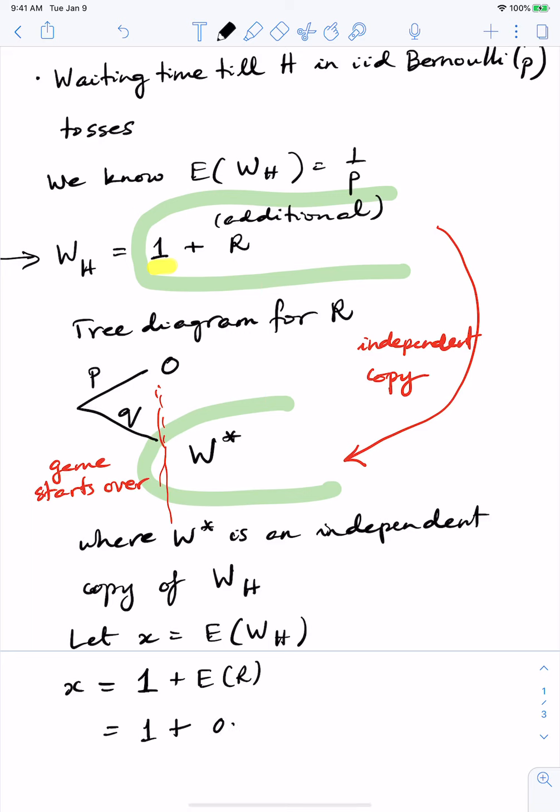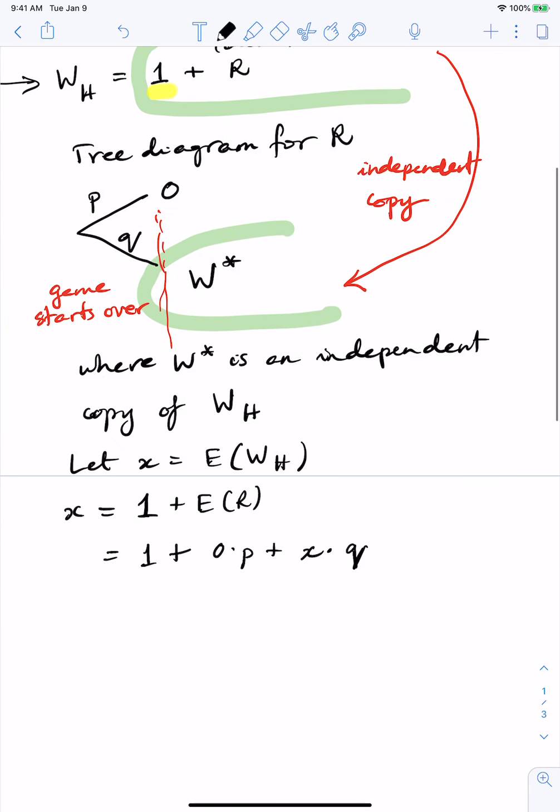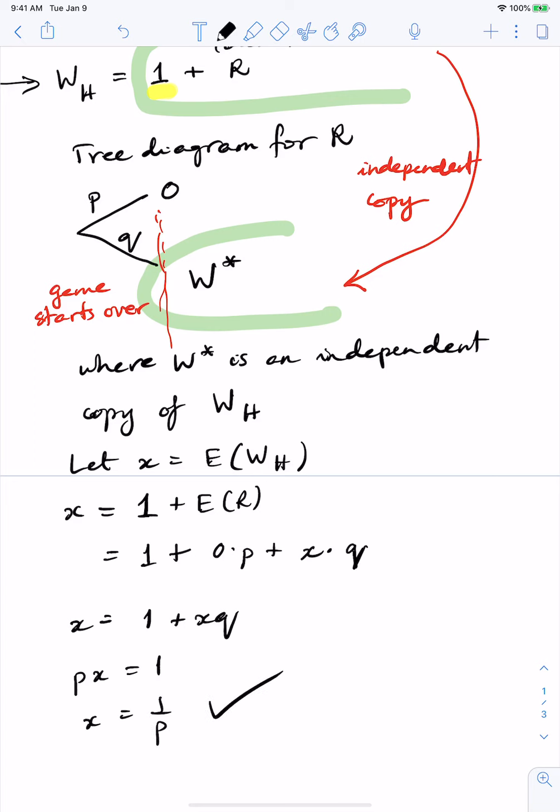The additional is 0 with probability p, and with probability q, well, it's the same diagram again, and so the remaining portion is just x. That's when the game starts over, and so your equation is x is equal to 1 plus xq. Isolate x on the other side, and remember that p plus q is equal to 1, and you will end up with px equals 1 and x equals 1 over p, which you knew already.